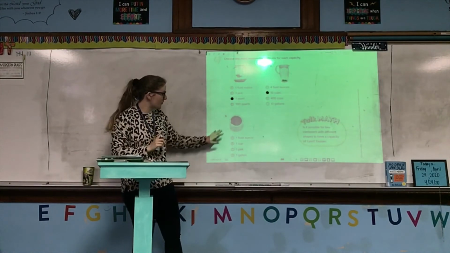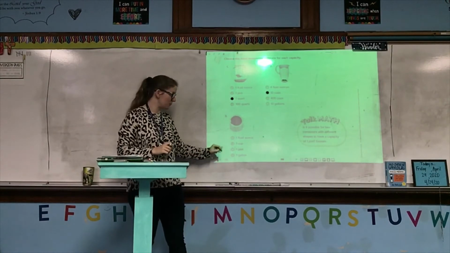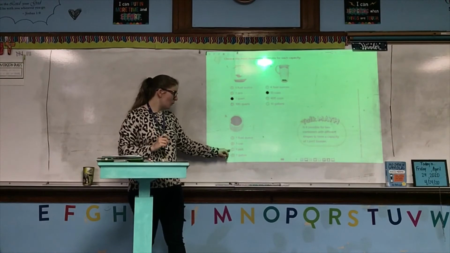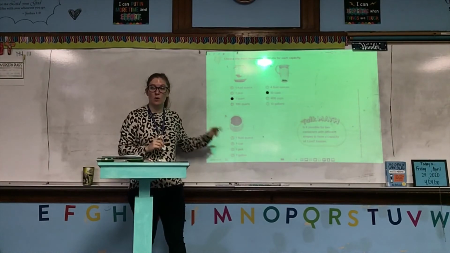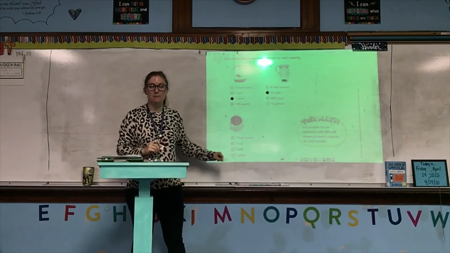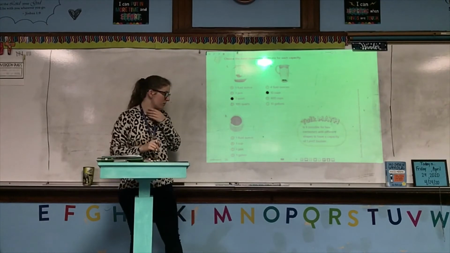Okay, number 3, we have a paint can. Does it hold 1 fluid ounce, or the amount of 1 nail polish bottle? 1 cup, or the amount in 1 measuring cup? 1 pint, or the amount in 1 of those lunch milk cartons? Or 1 gallon, the amount that's in a milk jug that you might get from the grocery store?